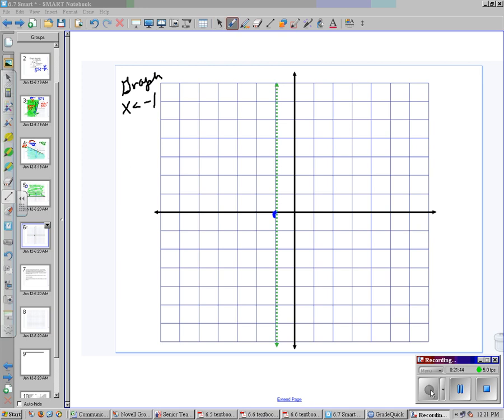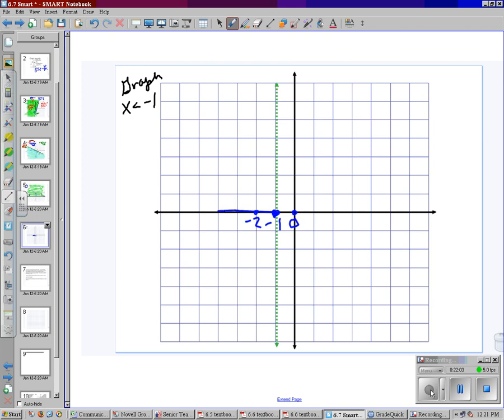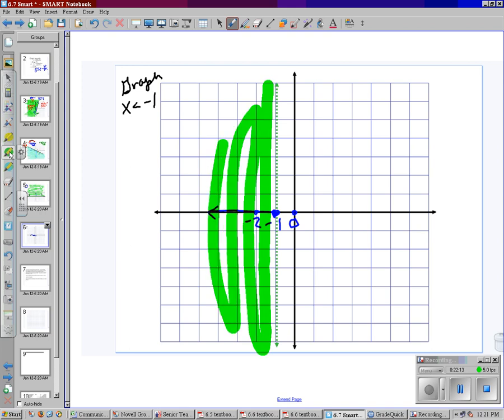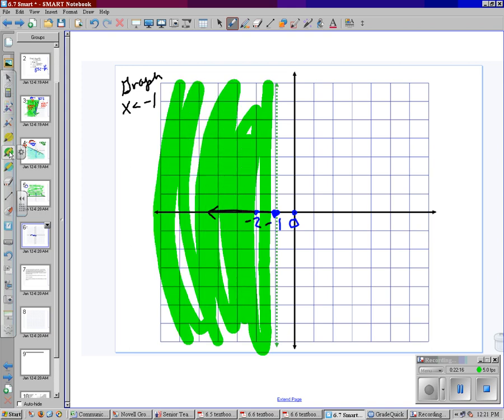And when you look at your x-axis here, this is -1, right? What number is over here? -2. What number's over here? 0. Which one is less than -1, -2 or 0? -2, so we want to go this way with our shading. We need to be smaller than that line. So we want all of the shading to be to the left of that line.